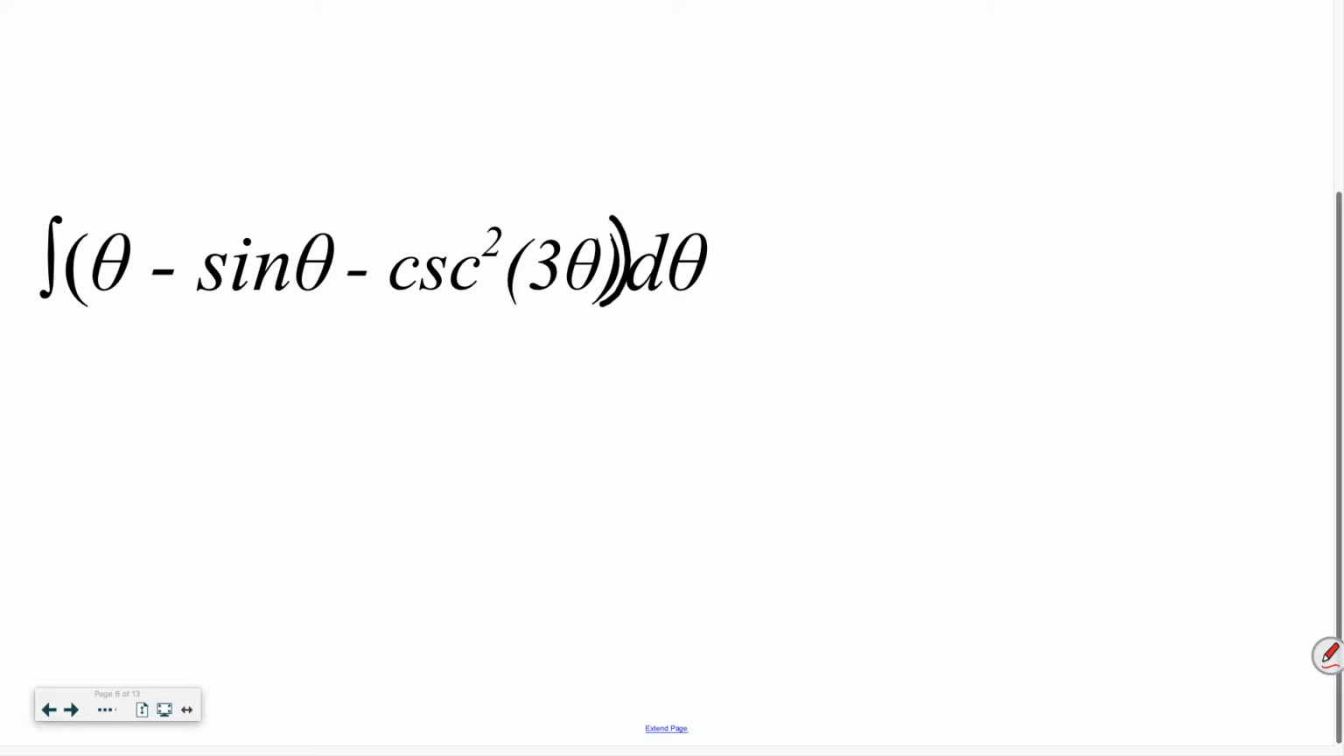Okay, so we're taking the antiderivative with respect to theta. So what's the antiderivative of theta? Theta is like your x. So that's like theta to the first. Is that 1/2 theta squared? Yeah, if you want to do it in terms of x and then go back and erase and change them to thetas, you go for it. Okay? Now, I have minus sine of theta.